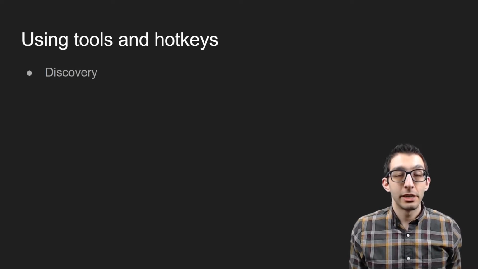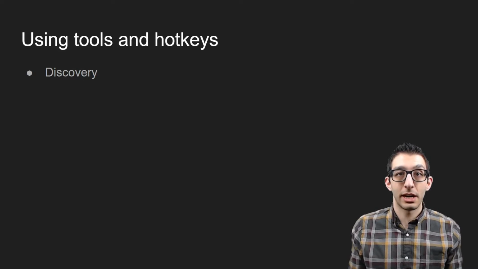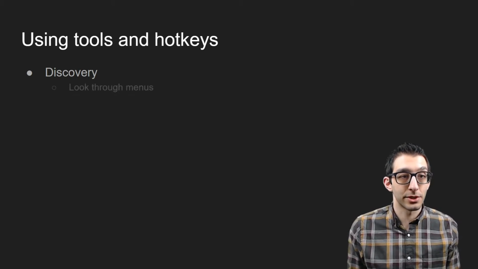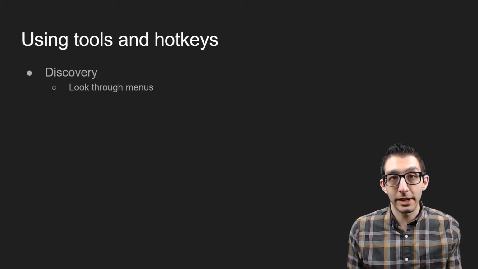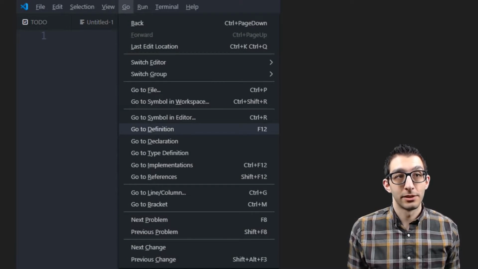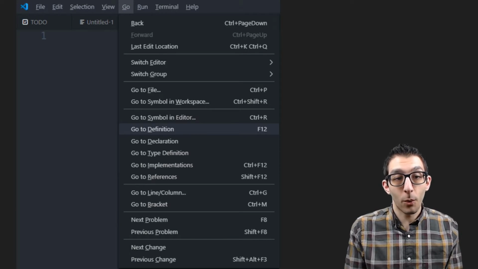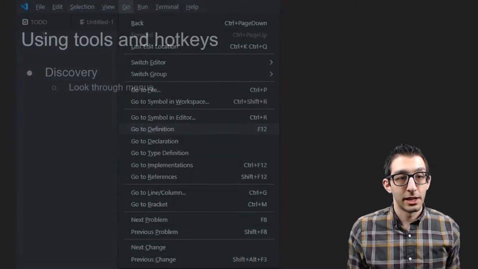For the next section, using tools and hotkeys, I think this boils down to two things: discovery and incorporation. And so with discovery, there are many different ways you can figure out how to use a tool or a hotkey, but you need to know that it exists in order to use it. So one of the simplest ways, if you're just trying to discover hotkeys or functions available to you, is to just look through menus. So literally just go through the menu bar at the top of some program and figure out what this function might do and when you'd use it.